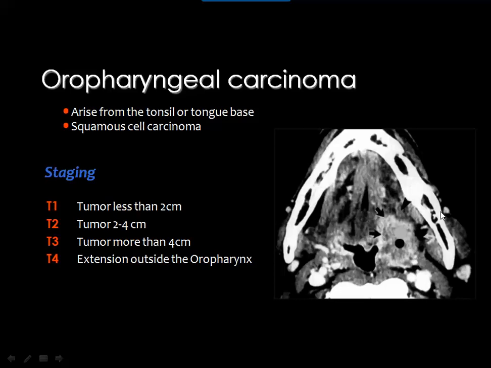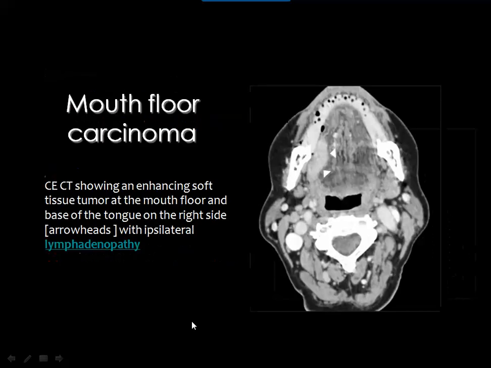Then according to the size of the lesion, we have this very simple staging. The T1 tumor is the tumor less than 2 centimeter in size. From 2 centimeter to 4, this is T2, more than 4 centimeter, and this is T3, extension outside the oropharynx, and this is stage 4. Then looking at this example where you can see an enhancing mass in the right side of the mouth floor, and this mass is confined to the right side. It has not crossed the midline.